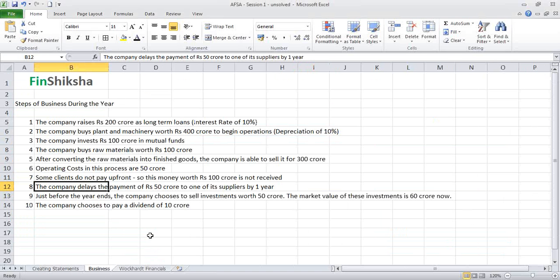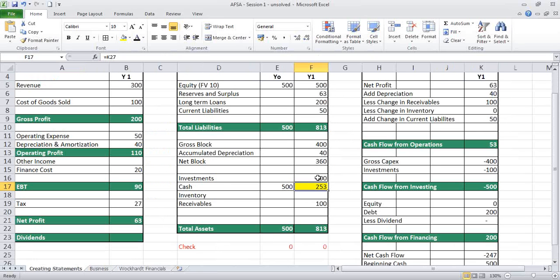Correct? Next transaction, just before the year ends, the company chooses to sell investments worth 50 crore. The market value of these is 60 crore now. So the first thing they do is investments worth 50 crore get sold. So out of 150 gets sold. So the value becomes 50. But the market value was 60, so they must have made a gain or other income, which comes here. In the P&L, there is another income of 10.